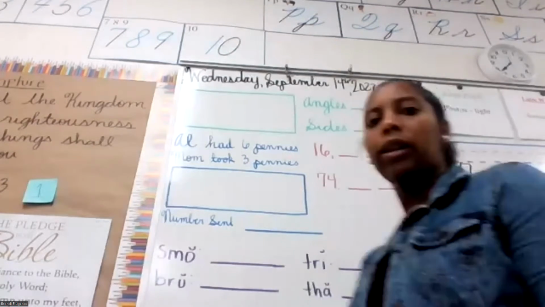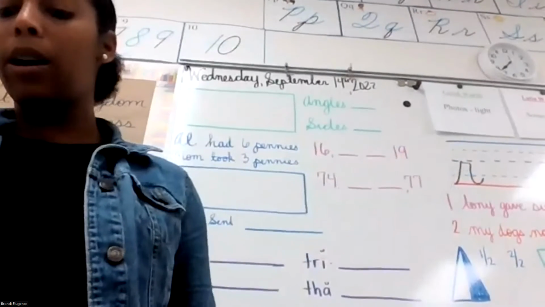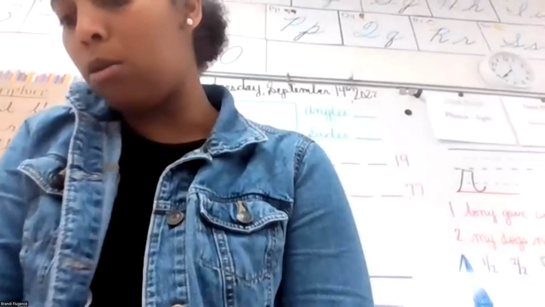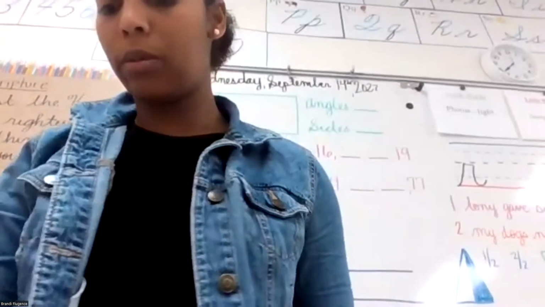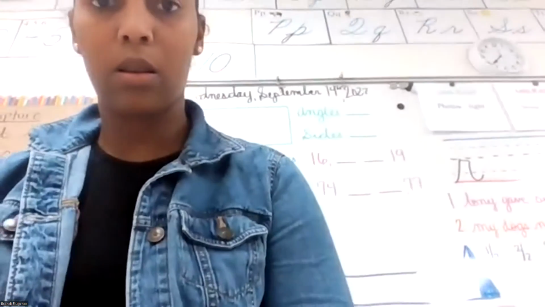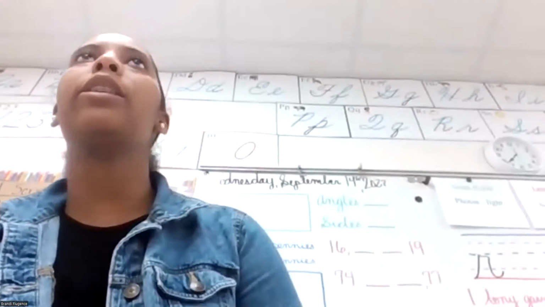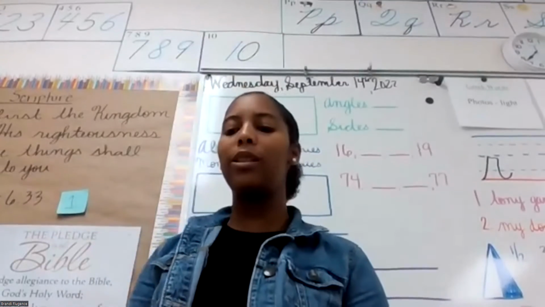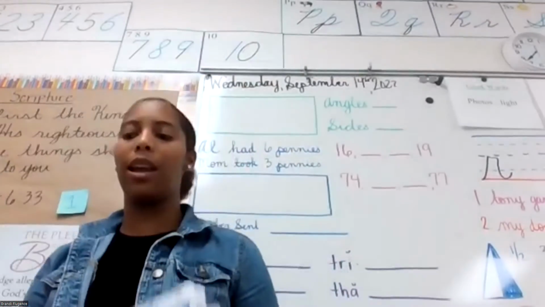All right, let's see, okay. So Asa, could you tell me how do I identify an angle? What does it mean when I say angle in a shape? It means where two corners meet. Yes, and good. An angle is where two corners meet, where two lines will meet together. That is what we call the angle.